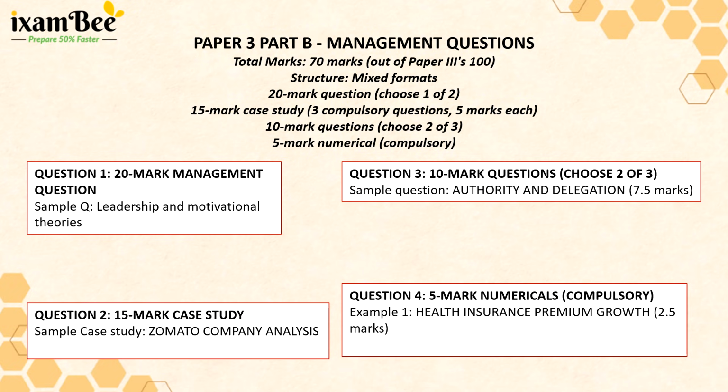Next, question 3 is management functions, which is a 10 marks question. You get to choose 2 out of 3 questions, on topics like authority and delegation, staffing, organizational structure, etc. Question 4 is a numerical question, 5 marks. And these are compulsory numerical, straightforward calculation based questions. So while part A, insurance, is 30 marks, part B carries the bulk of the paper in paper 3.